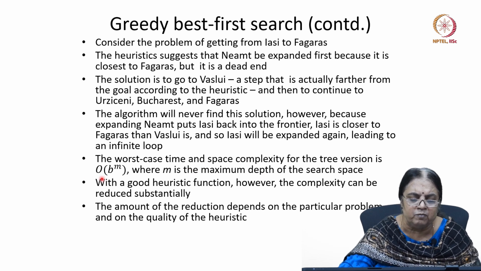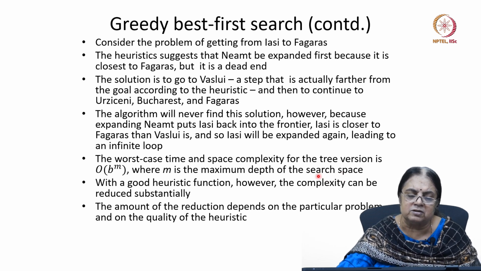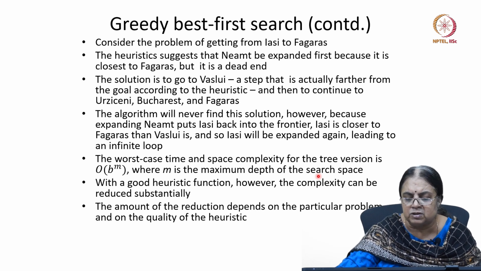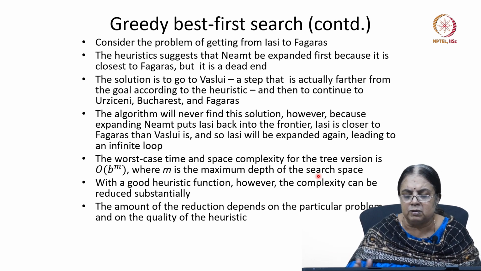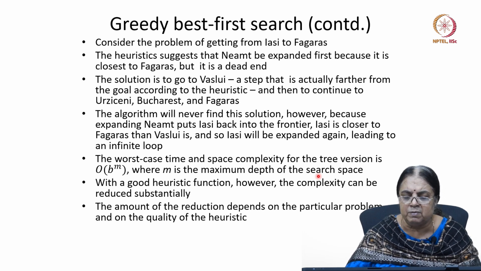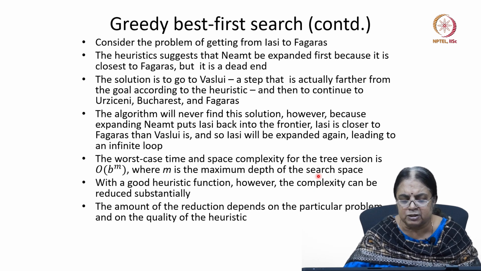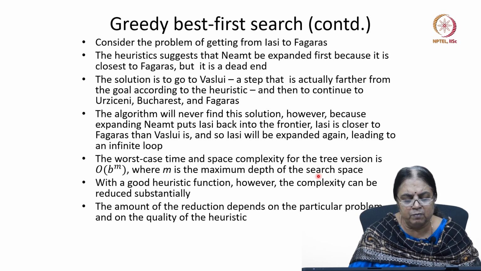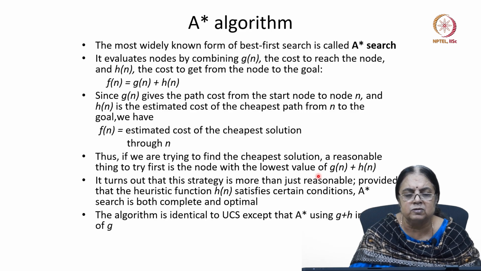complexity is order of b to the m, where m is the maximum depth of the search space, okay. But this is the worst case. So what you find is if you are using a good heuristic function, it may not go to the worst case, okay. So the actual complexity will be much less, it's reduced a lot, okay. So it doesn't need to expand so many nodes, and the amount of reduction depends on the problem and the quality of the heuristic that you are going to use.